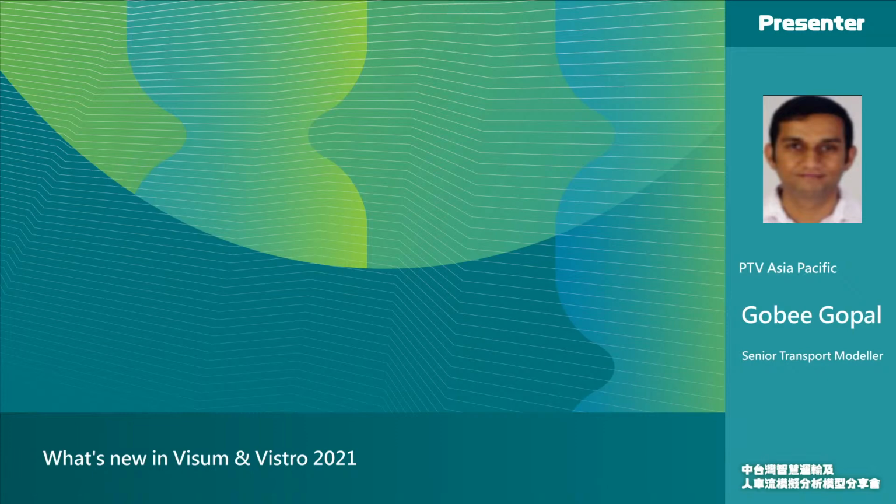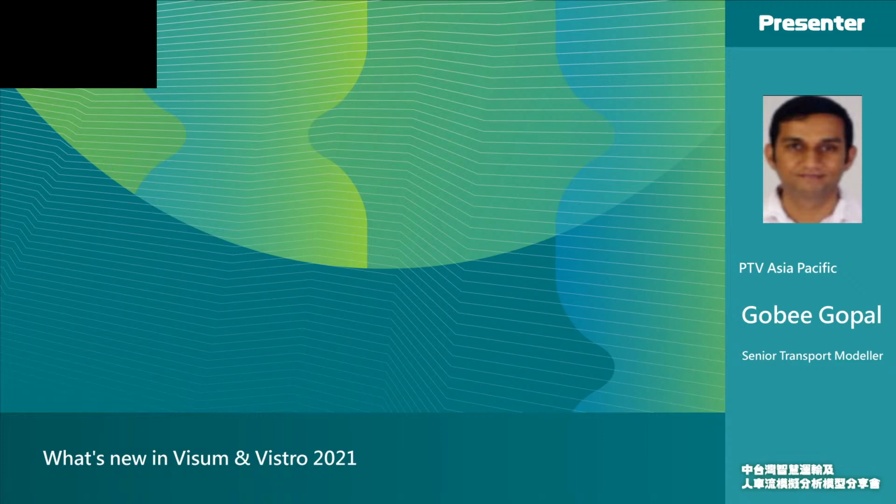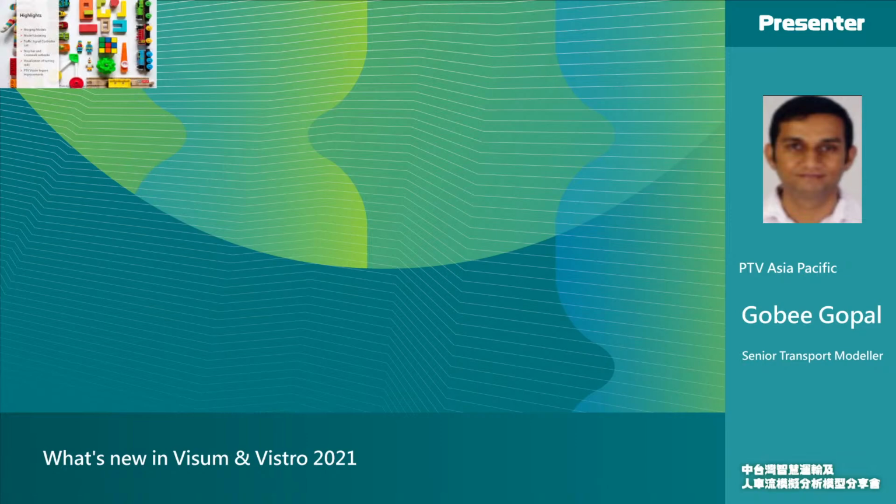Okay. So again, thanks for having me again. So now I'm going to talk about PTV Bistro 2021. What is new in PTV Bistro? So PTV Bistro, as we all know, is more for traffic impact assessment analysis. So let me quickly take you through the features. The highlights of PTV Bistro for 2021 are the merging models, model updating, traffic signal control list, stop bar and crosswalk setback, visualization of turning red eye, and PTV Visum import improvement.